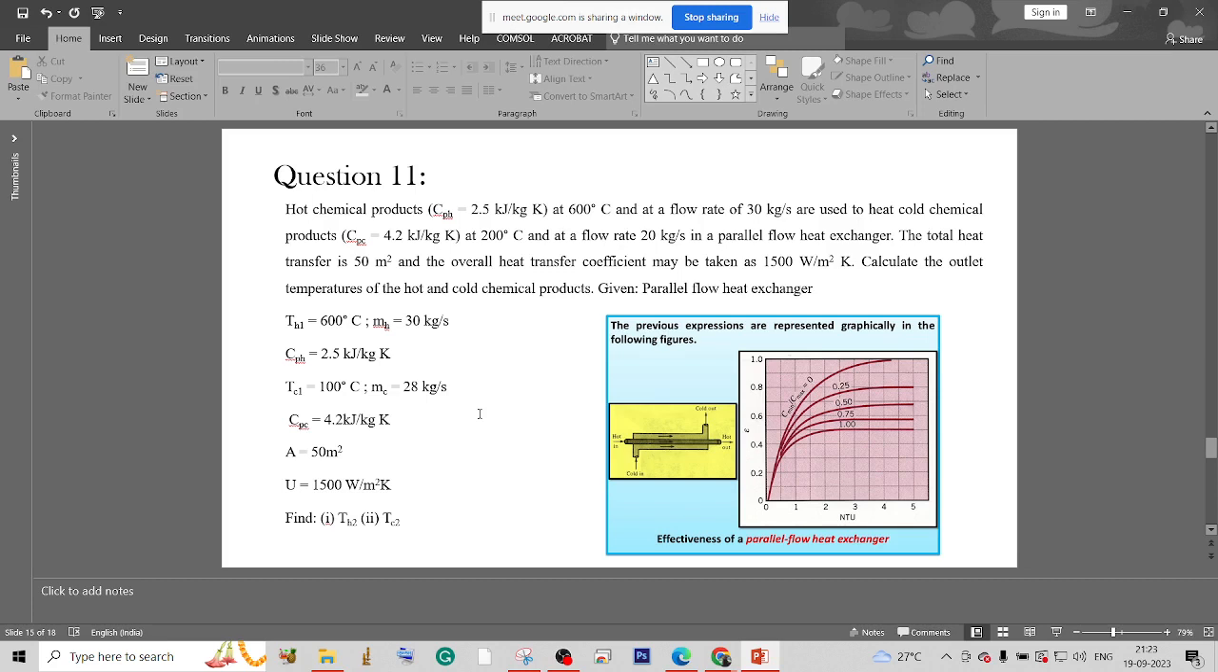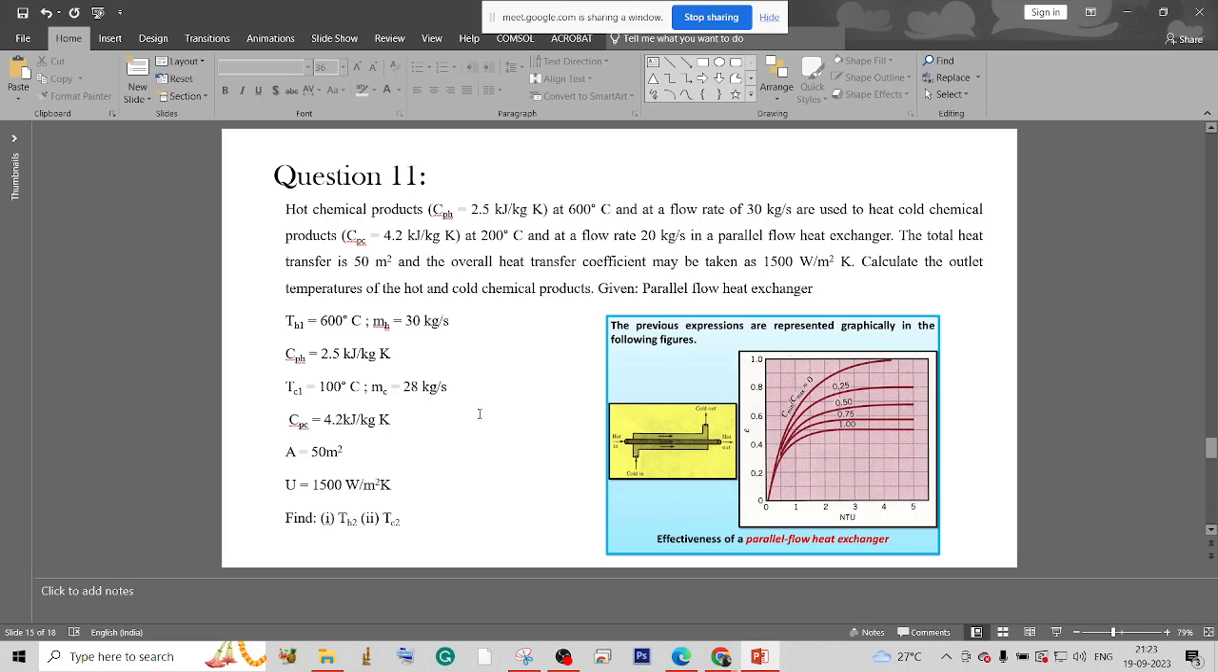So for this question, hot chemical product, that is hot fluid basically, it comes at 600 and has flow rate of 30 kg per second, and is used to cool down the chemical products that has mass flow rate of 200 kg per second, and the cold fluid is entering at 200 degrees Celsius, right? The total heat transfer area is given as 50 meters square and the overall heat transfer coefficient is given as 1500 watt per meter square Kelvin. Right. Calculate the outlet temperature of the hot and cold chemical products.